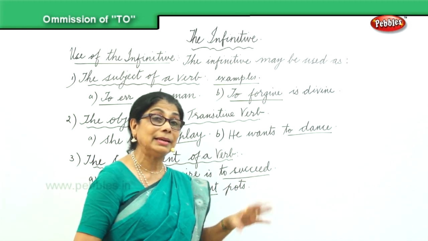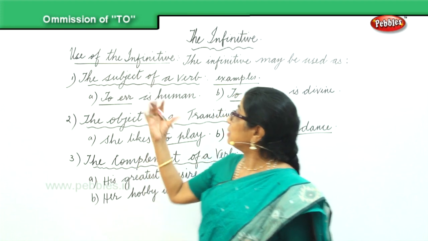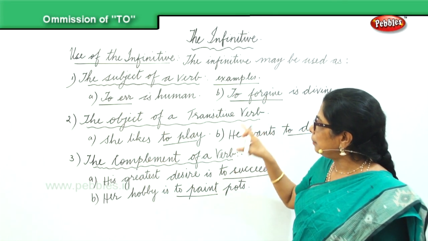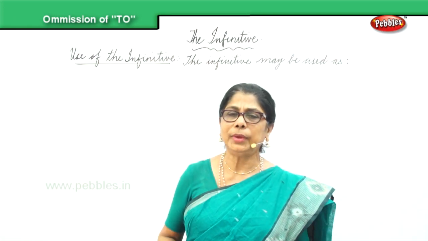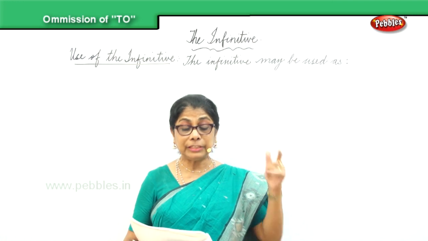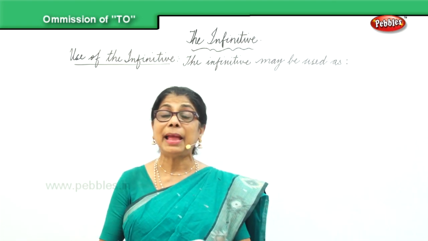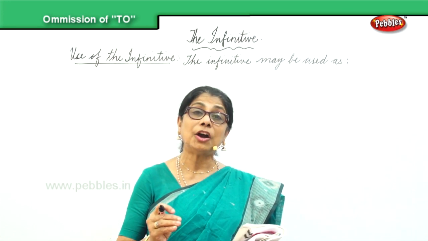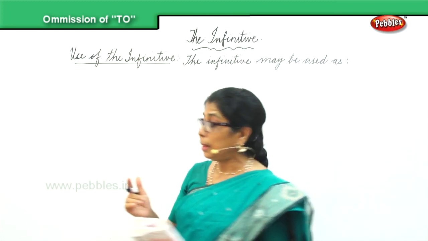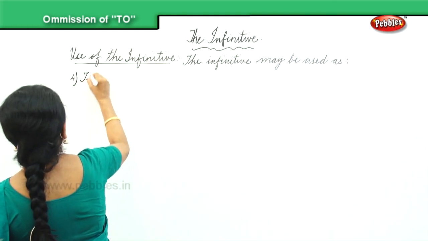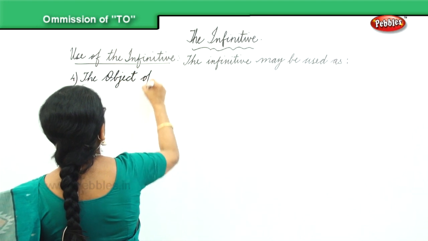And we have two more categories. So, we are talking about the use of infinitive. The infinitive may be used as the subject of the verb, object of a transitive verb, complement of a verb. And we have two more categories. First we did the subject of the verb, object of a transitive verb, third, complement of a verb, and the fourth category is object of a preposition. The use of the infinitive may be, fourth one, the object of a preposition.